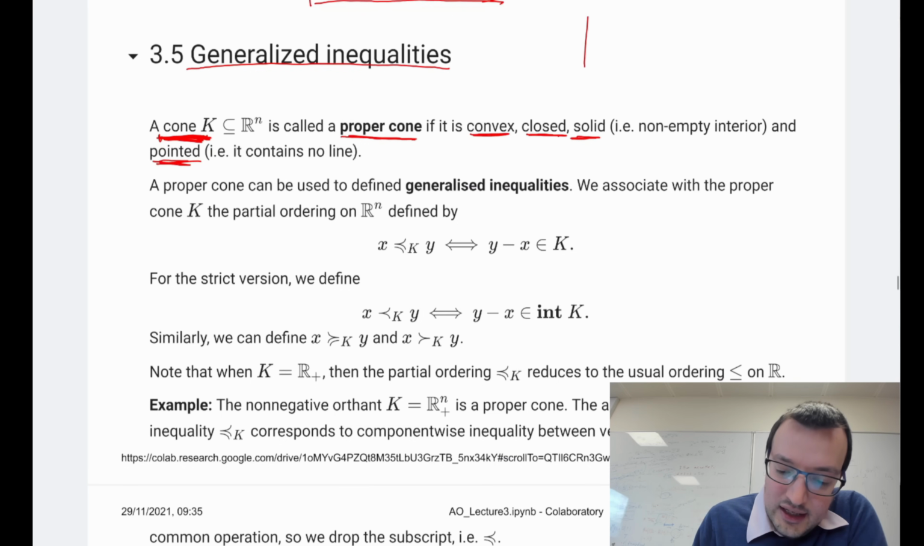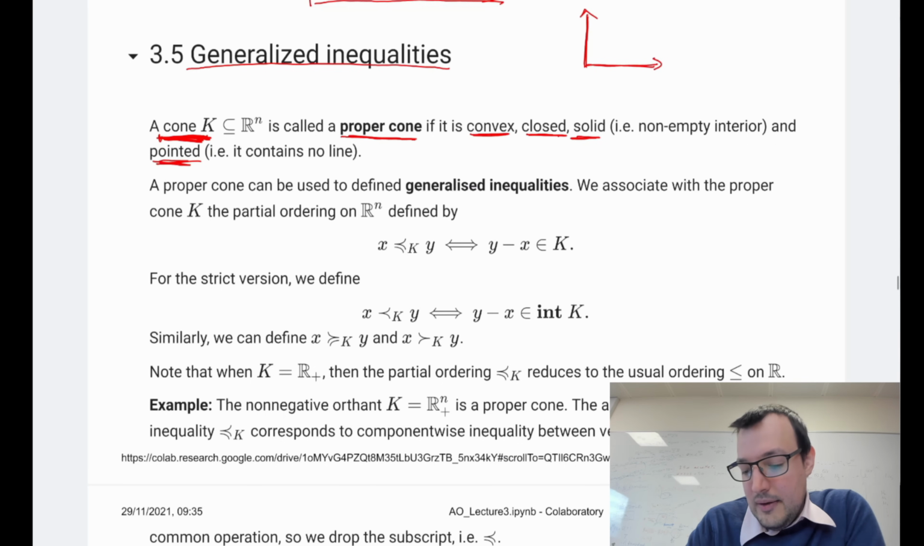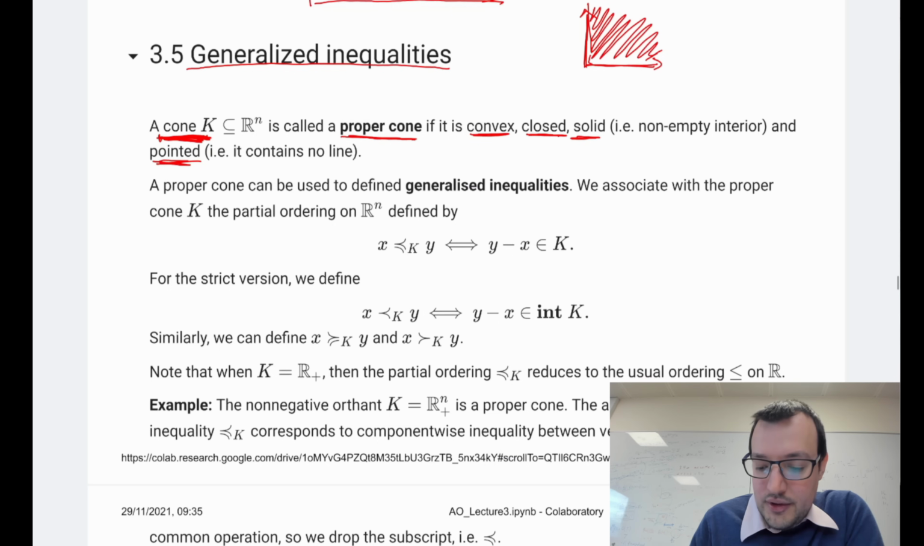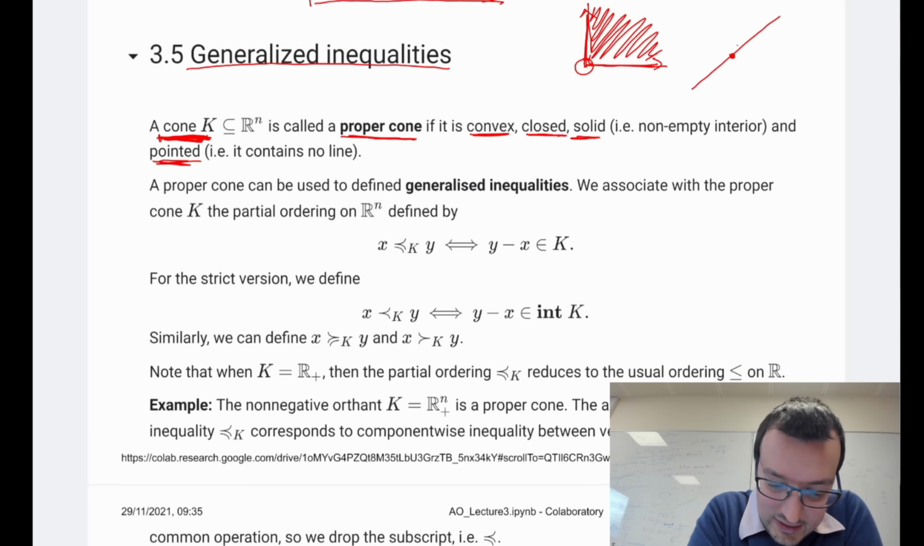So for instance, the non-negative orthant, which is essentially all the x which are positive in all the components, is a proper cone. It's convex, is closed, is solid because we are of course considering all the elements inside and the boundary, and is pointed because it has a tip. If instead we consider a line, well, we know that a line is an example of cone as long as the zero element belongs to the line, but it's not pointed, because it doesn't have a tip. So these are two examples.